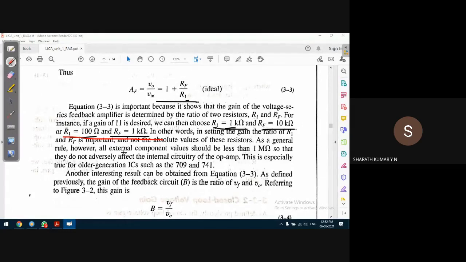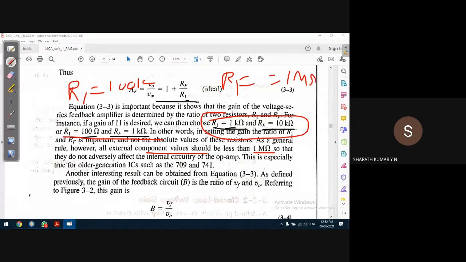One condition is that all external resistor values should be less than 1 mega ohm. What happens if you select a bigger value? Let us say we select R1 as 100K and RF as 1 mega ohm. The problem is that circuit heat dissipation increases, and it will affect the op-amp performance. As we have understood, the resistance value should be as small as possible so that the overall power dissipation in the circuit is smaller.